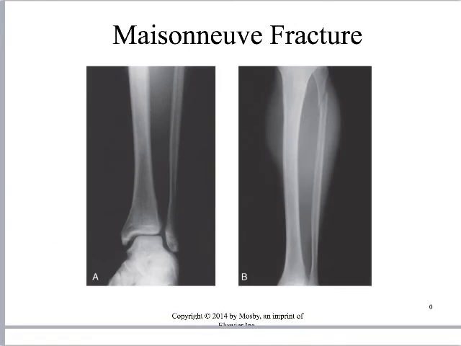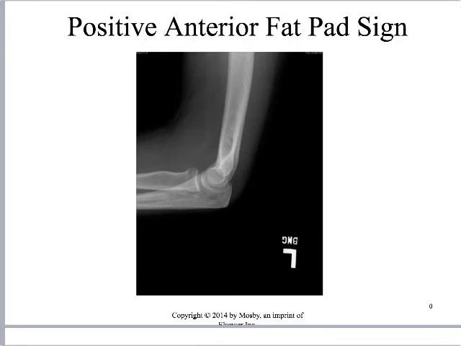So here's an example of a Maisonneuve fracture where we've got an ankle sprain, but where did the fracture happen? On the proximal portion of the fibula. Sometimes when we're looking at a fracture, so here's an example of an occult fracture.